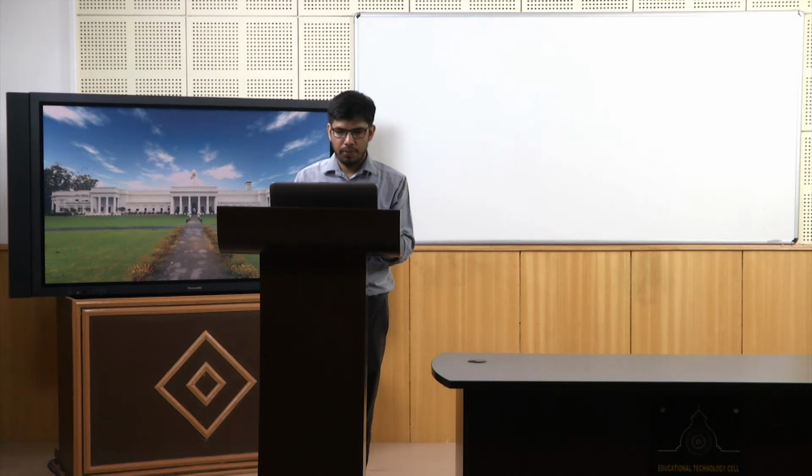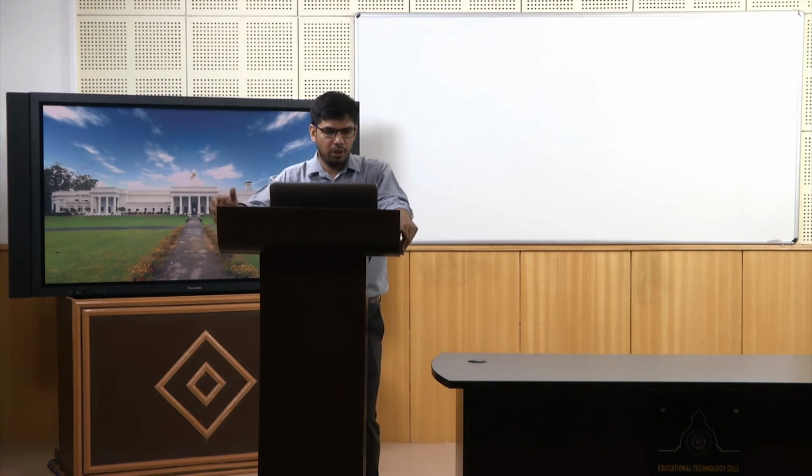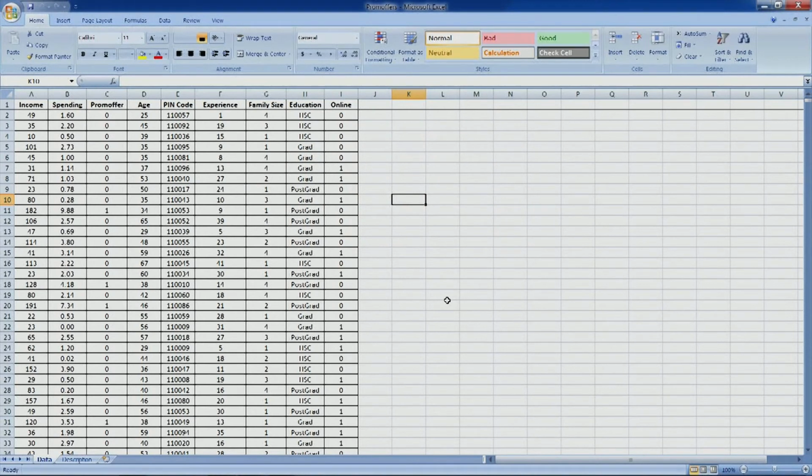This is the promotion offering data set. Three specific variables in this we had used in a previous lecture: income, spending, and the third variable, promo offer, which we used for classification and other visual techniques. Now this is the full data set, where we have information on income, spending, and the promotion offer, which is our outcome variable of interest, and then we have information on age, PIN code, experience, family size, education, and then online activity status.